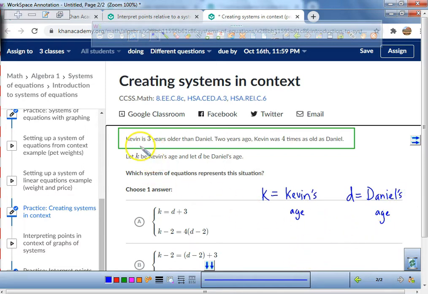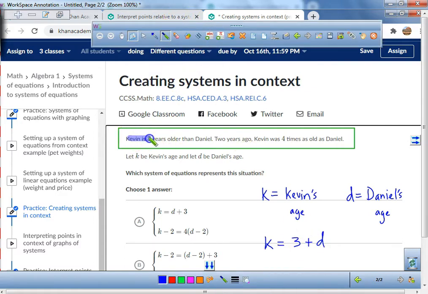Now it says Kevin is what? Kevin is 3 years older than Daniel. So what does that mean? Kevin is 3 years older than Daniel. Okay? So I'm going to highlight that part. Ready? Kevin is 3 years older than Daniel. That's this part.